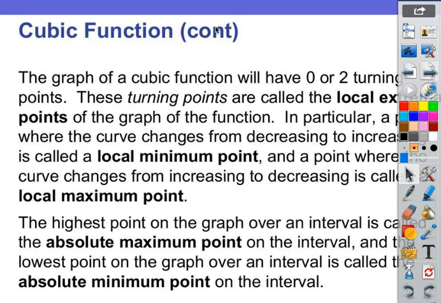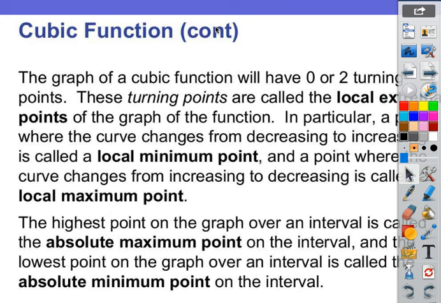Alright, so these graphs are curves, and so they have turning points where they change from going up to down, increasing to decreasing, or from decreasing to increasing. The turning points have names. They're either called maximums or minimums.